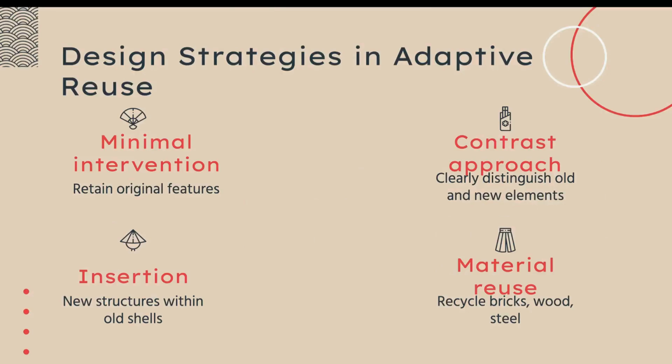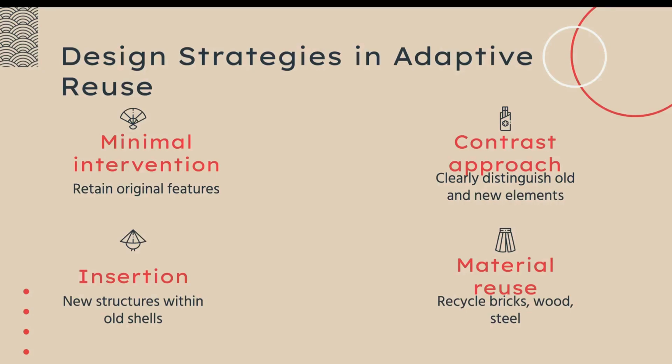There are several design strategies if you want to do adaptive reuse. The first will be minimal intervention. As I mentioned before, retain the original features of your building. What is the characteristic? What makes your building different? Retain it. Do not change a lot. Second will be insertion. Insertion means a new structure within the old shell. You insert a new structure.